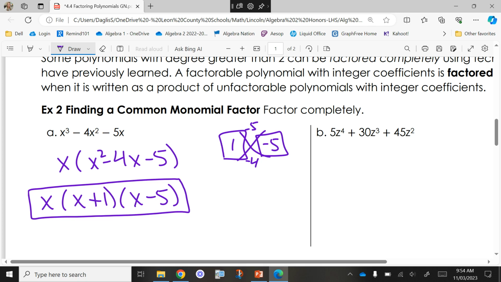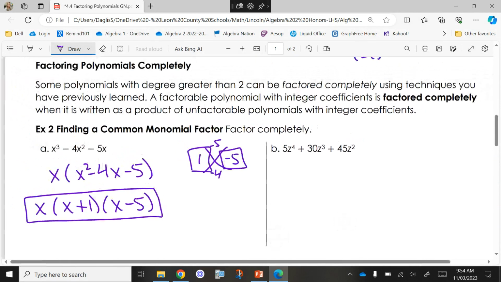Okay. Yeah, but it has to be an integer. So gotta watch out. Sorry.